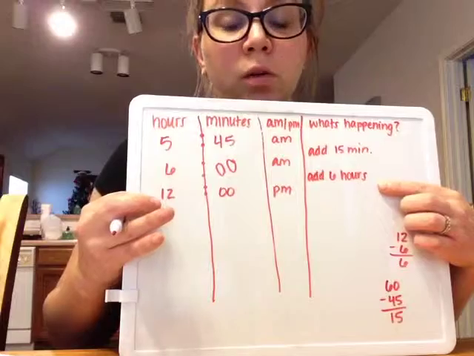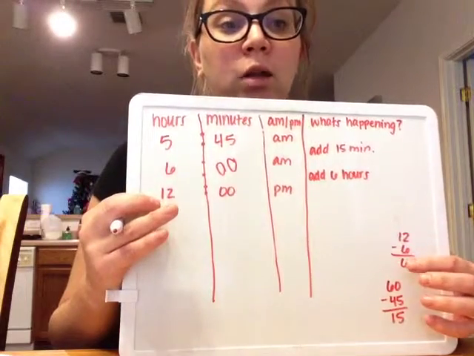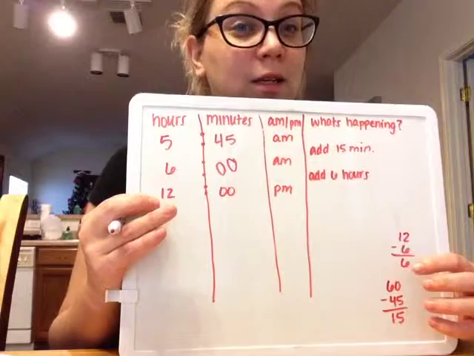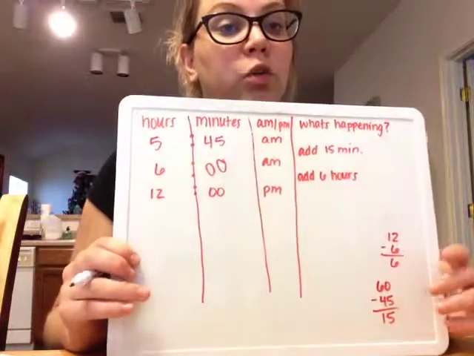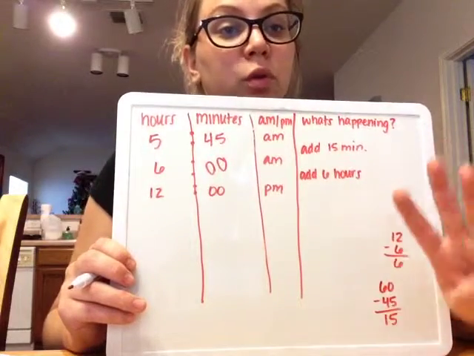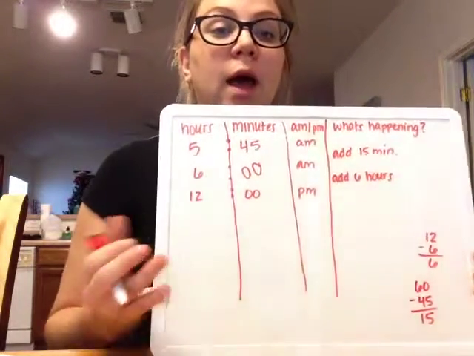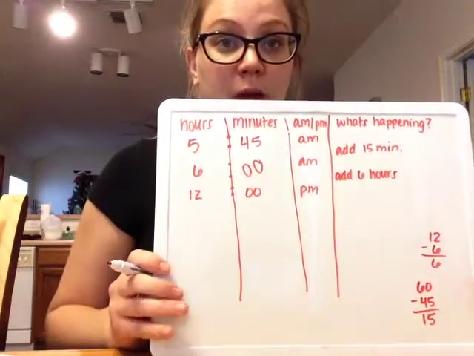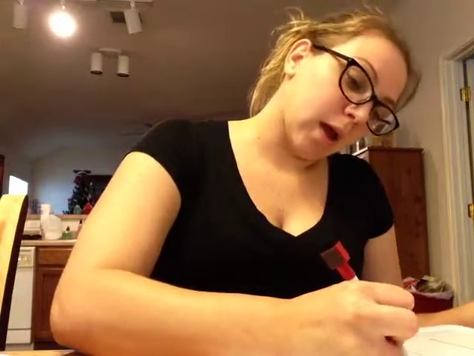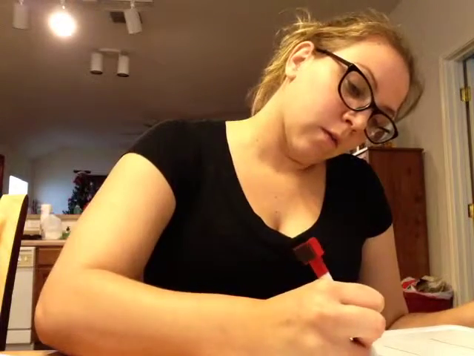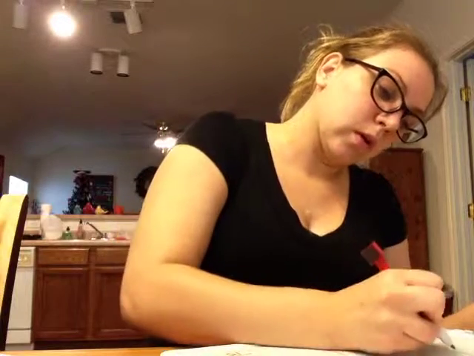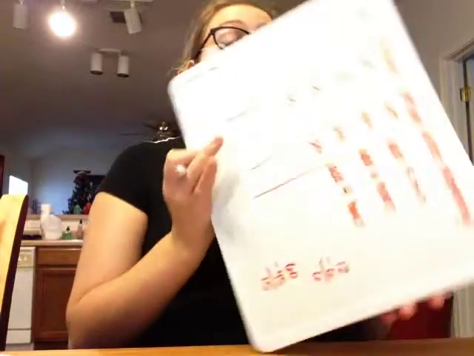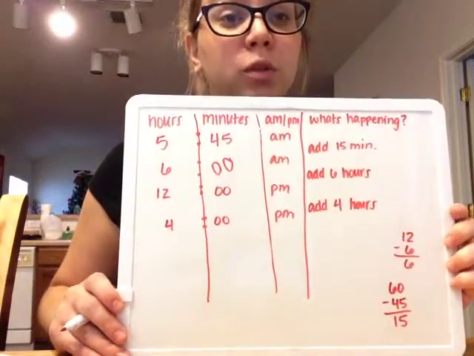So to get from 12 to 4, we know that looking at a clock, 13 doesn't come after 12. When we get to 12, we start back over at 1. So we go 12, 1, 2, 3, 4. So we know we need to add 4 more hours to get to 4 o'clock p.m. So I'm going to write add 4 hours, and that'll get us to 4 o'clock p.m.